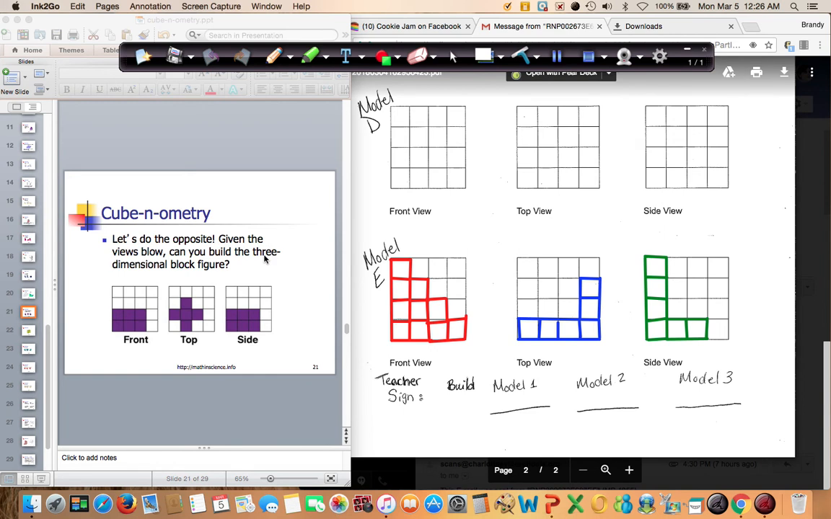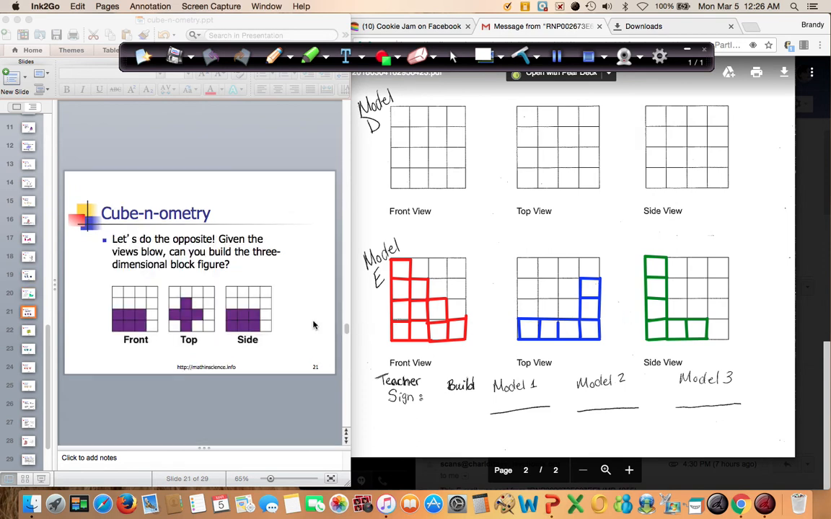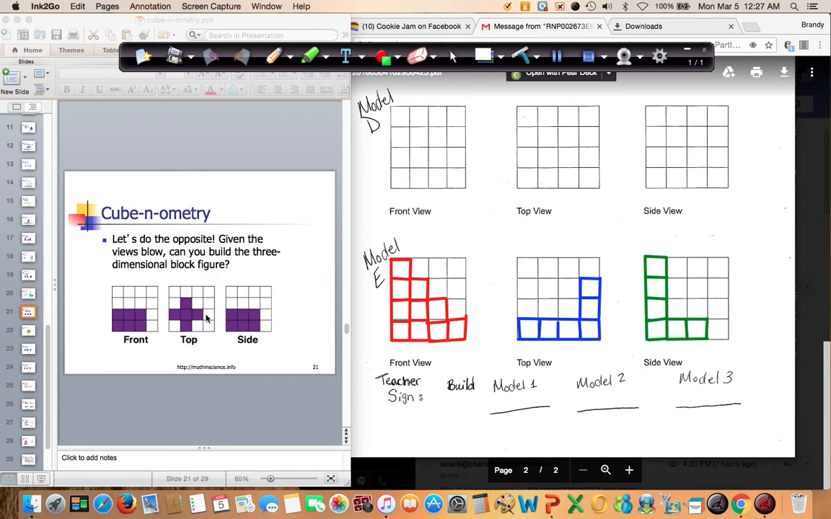Now what we're going to work on is we're going to do the opposite. So remember I said first I'm going to give you the picture, you're going to build it, and then draw the model. Now, what would happen if I gave you the 2-dimensional pictures? Can you build the 3-dimensional? So if I gave you these pictures, could you build something like that? What I would like for you to do is build all 3 models and then show it to me and I will sign off on it.